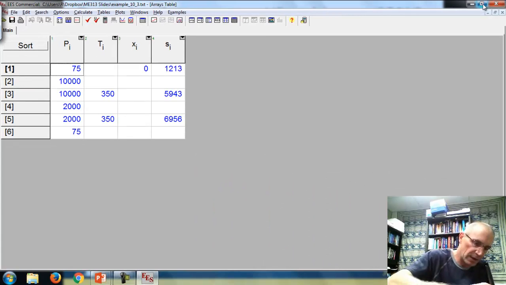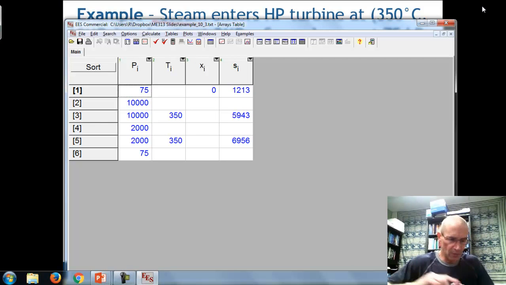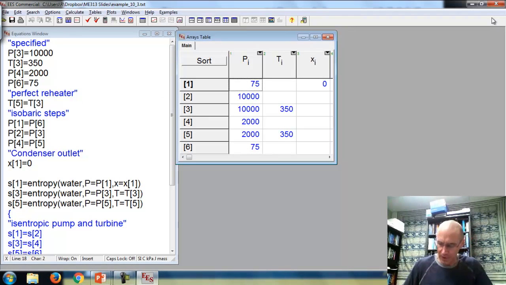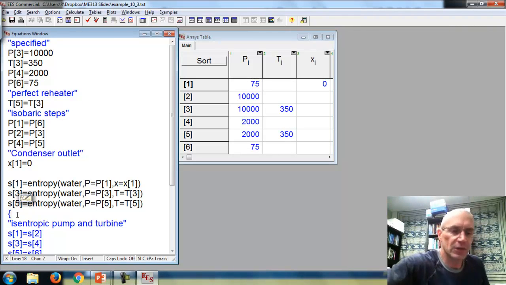So let's go ahead and do that. Oops, I keep hitting the wrong window there. Alrighty. So now let's go ahead and do those isentropic steps.